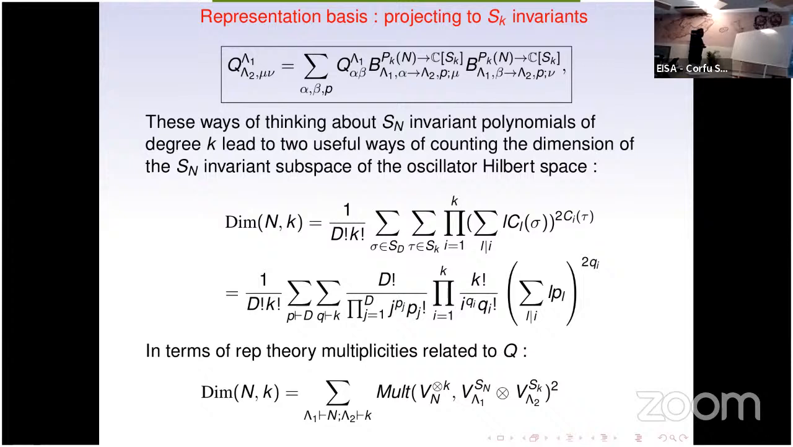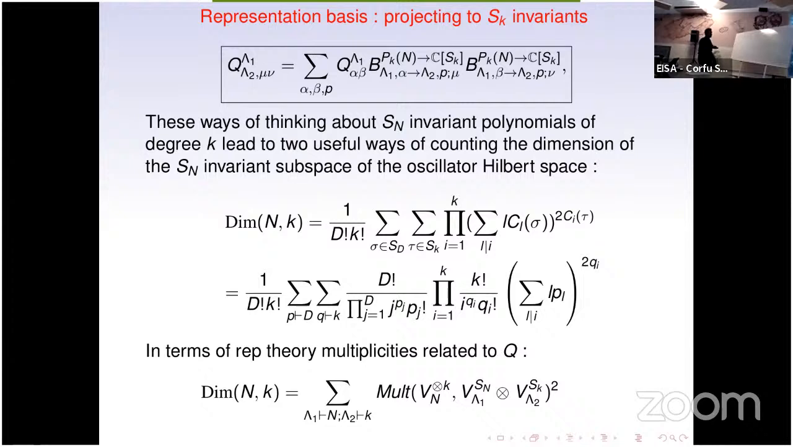And you can use this to compute the dimension of Sn invariant polynomials of degree k. There's an explicit formula in terms of sums over partitions. This is one way of thinking about it, and this rep theory gives you another kind of counting formula, which matches this rep theory basis. So it is a basis labeled by a representation of P_k(N), a representation of the subalgebra Sk, along with the multiplicity indices for the multiplicity of that reduction. It's a very natural thing that would come up if you're doing Sk invariance.